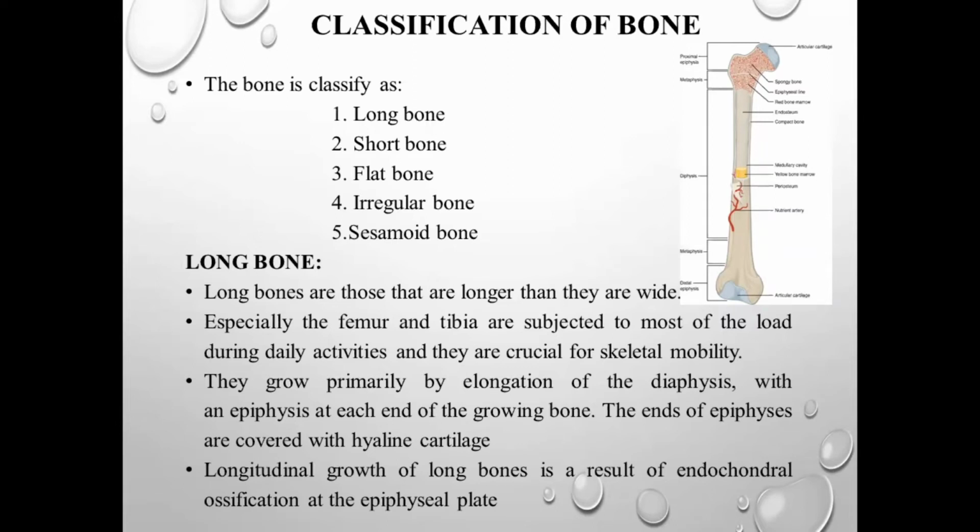Okay, they grow primarily by elongation of the diaphysis with an epiphysis at each end of the growing bone, and the ends of the epiphysis are covered with hyaline cartilage. Okay, so what are diaphysis and epiphysis? This portion we call the diaphysis, and this is your epiphysis. So the diaphysis gets elongated with an epiphysis at the end of the growing bone. Epiphysis is the end of the growing bone.